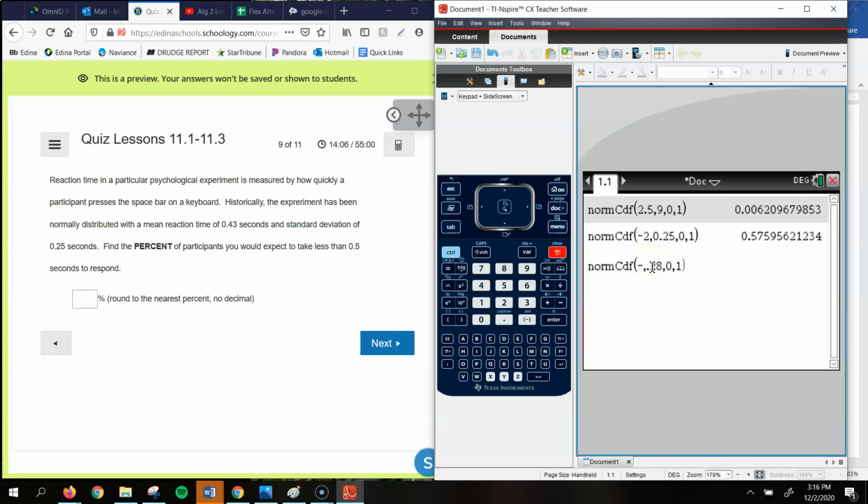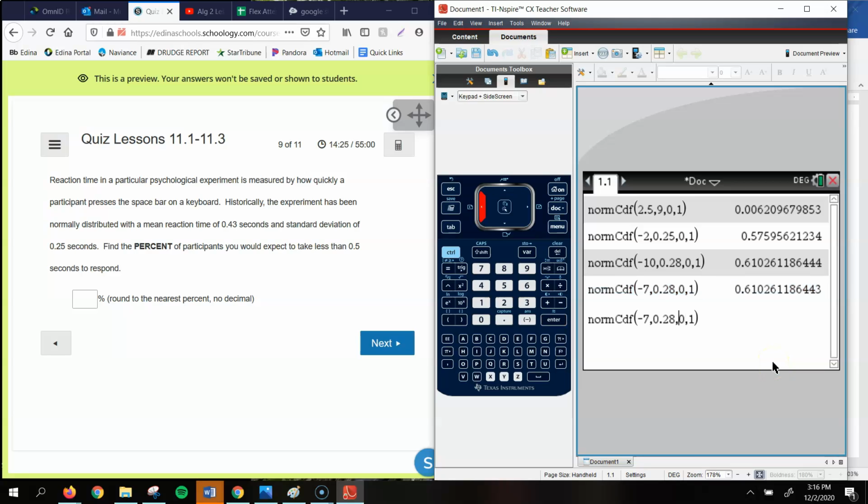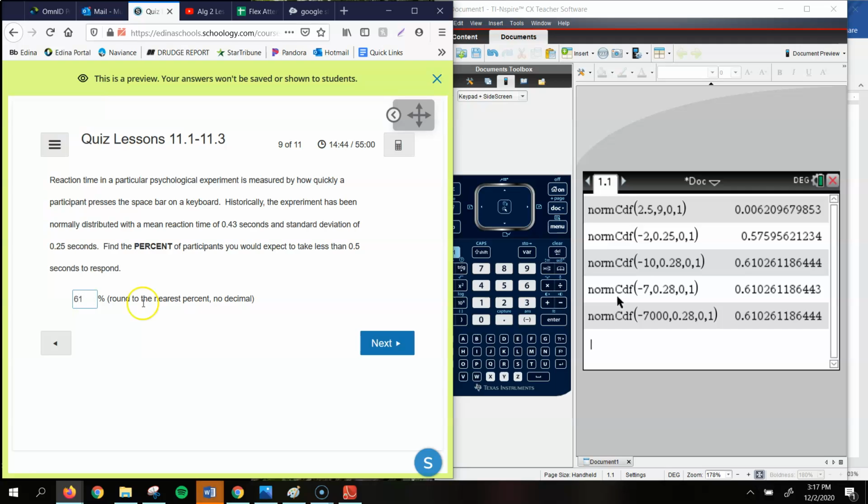So let's just use a really small negative number, like negative 10. And when you do that, we get a decimal 0.61026. If you're wondering, well, how would I know to use 10? I talked about this in the video, but even if we used a number like negative 7, notice how we get the same answer. I could use negative 700, or let's even do negative 7,000, we get the same answer. So as long as you use a smaller number than like negative 3, I would say you would be fine. But anyhow, 0.61, if we round that to the nearest percent without a decimal, we would round that to 61%.